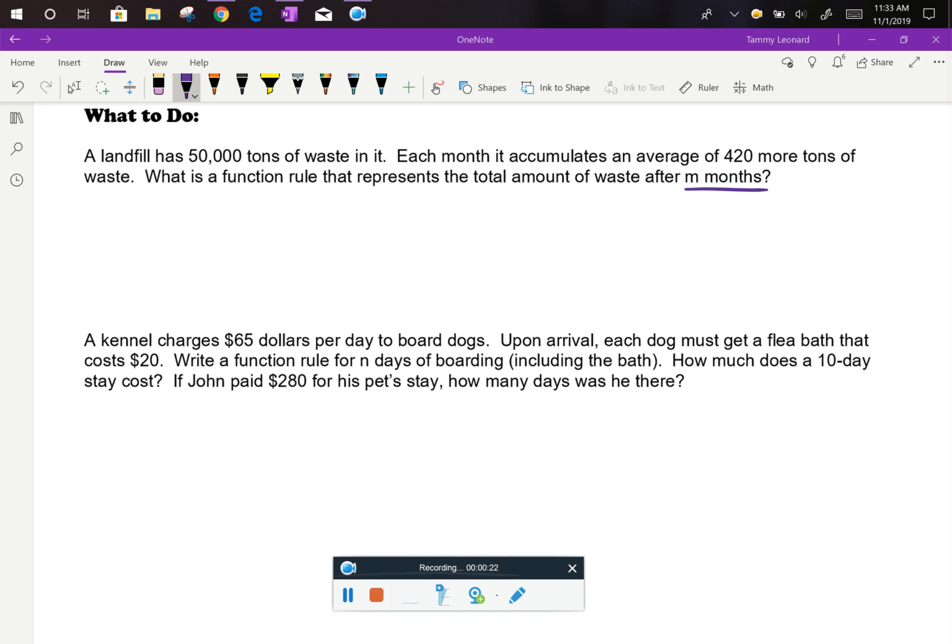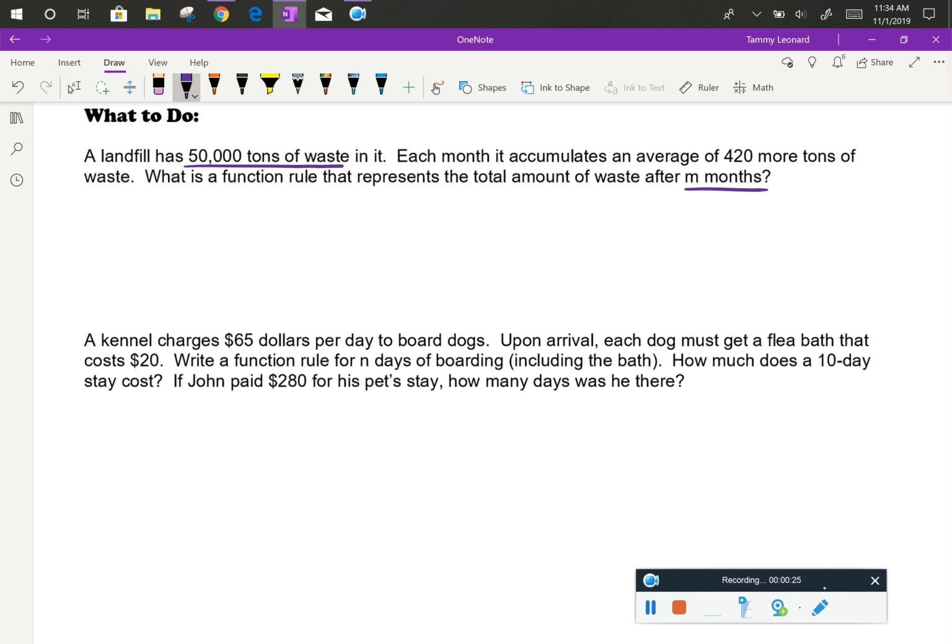So if we think about this, we're starting with an amount of waste already in the landfill. There's already 50,000 tons of waste in that landfill. Each month, we're accumulating more waste, but notice it's each month. So in 1 month, there's 420 more tons, but in 2 months, there would be 840 more tons, or 2 times 420. So we need to add on the additional waste, but the additional waste changes with each month. 420 times the number of months would be how much is added over however many months we're talking about.